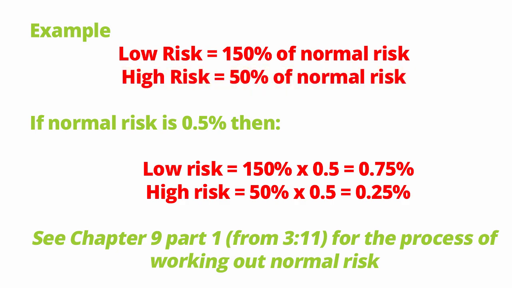As an example, if my normal trading size is 0.5%, then I would trade 0.75% on a low-risk setup and 0.25% on a high-risk setup. I have my own way of working out what is the right standard position size for me. I talk about this in part 1 of chapter 9 under module 5. Please refer to those videos for more information. Again, you can choose how much size to add on or cut off.